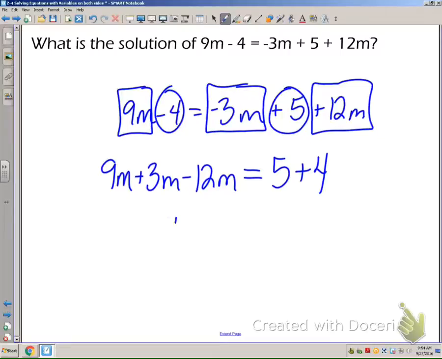12m minus 12m is 0m, or just 0. And 5 plus 4 is 9. Does 0 equal 9? Obviously not. They're not equal. Therefore, there is no solution to this problem.